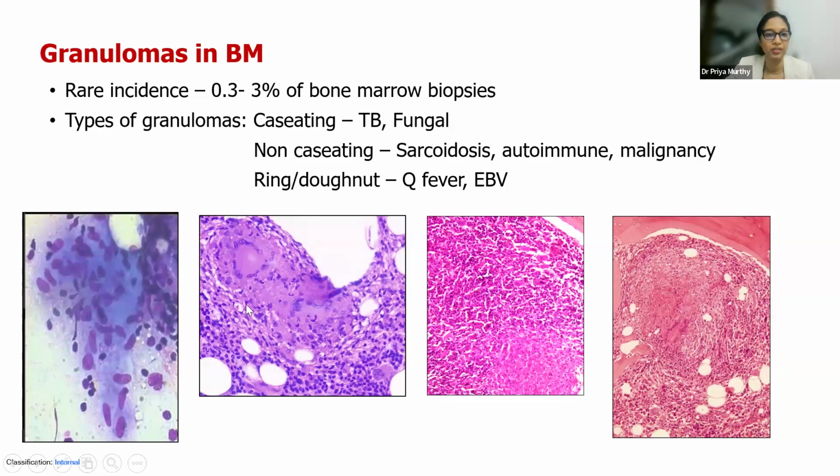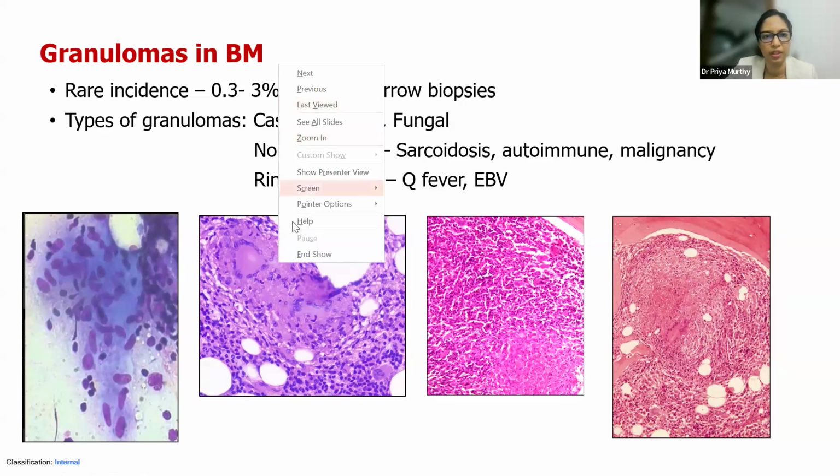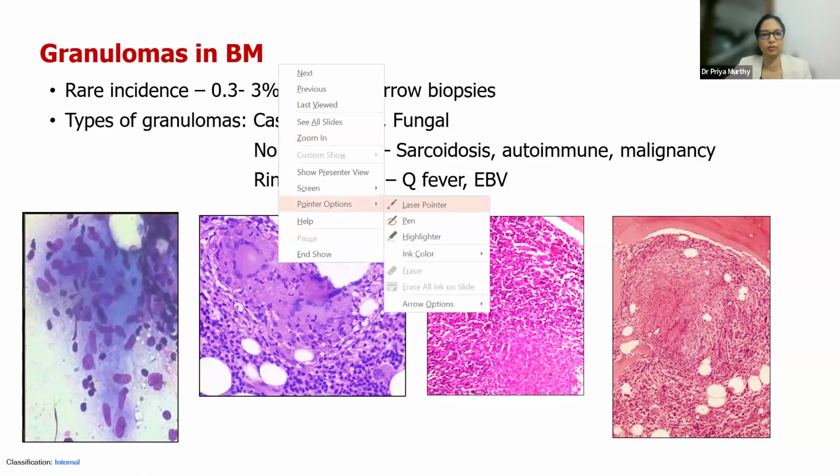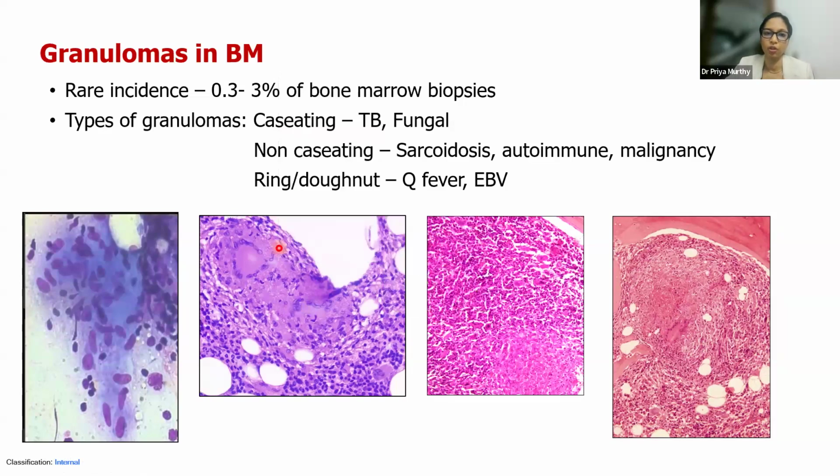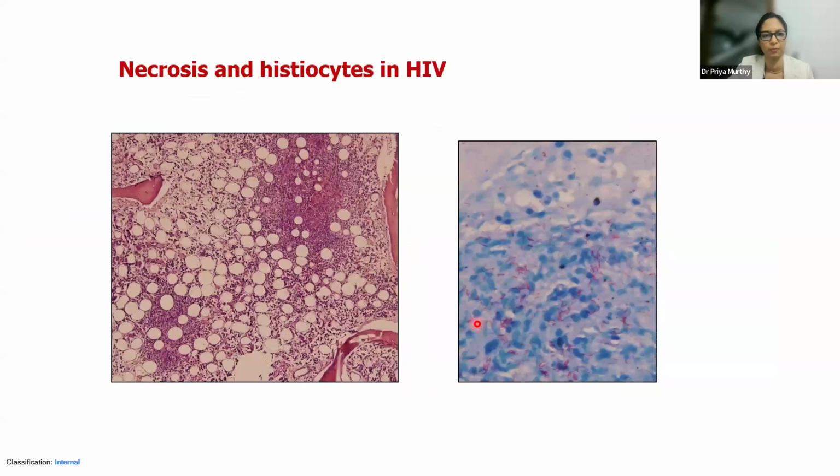We can see granulomas in tuberculosis as well as fungal infections. Then non-caseating granulomas can be seen in sarcoidosis, autoimmune conditions, and malignancies. Ring or donut granulomas are seen in Q fever and Epstein-Barr virus infection.